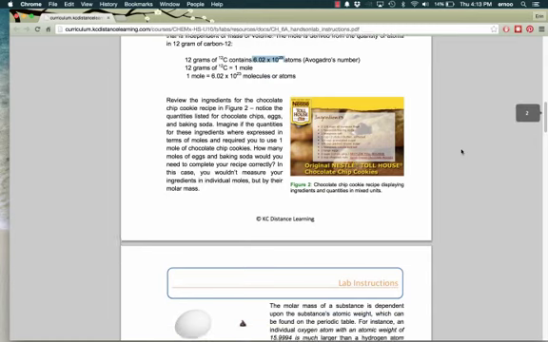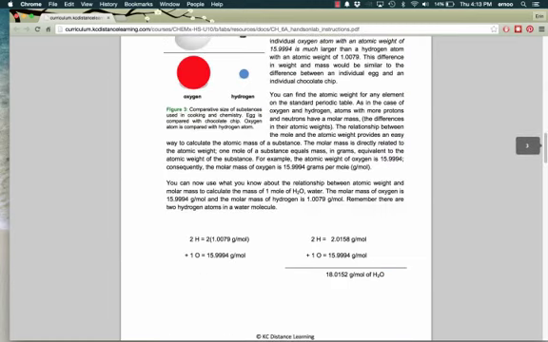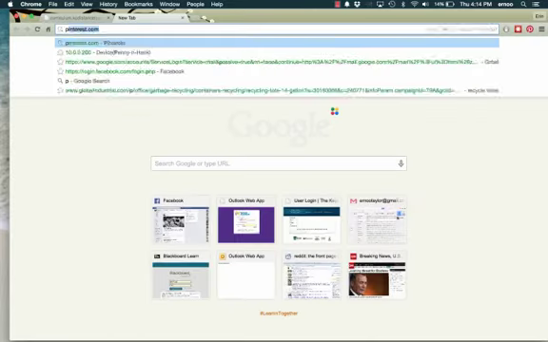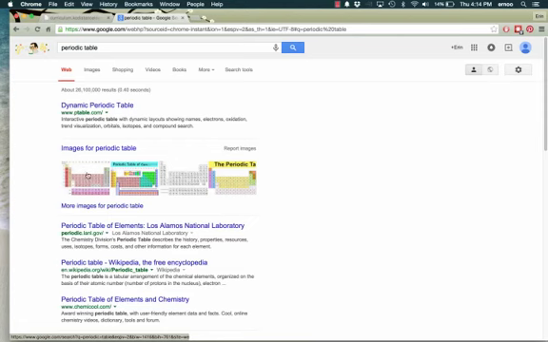So Avogadro's number, that's just shorthand. Okay. The next thing you need to know is that to get the mass of one mole of anything, we look at the periodic table. So if you look at the periodic table and you want to know the mass of one mole of anything, let's look up the periodic table.